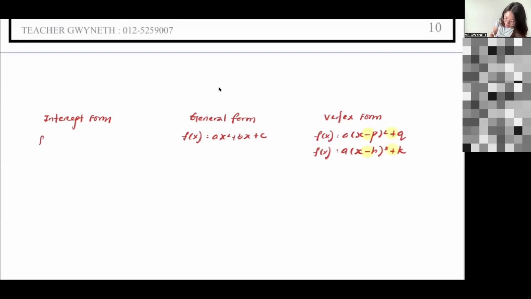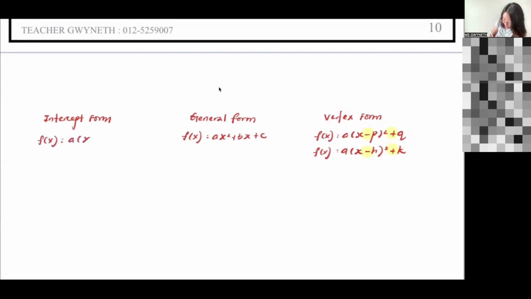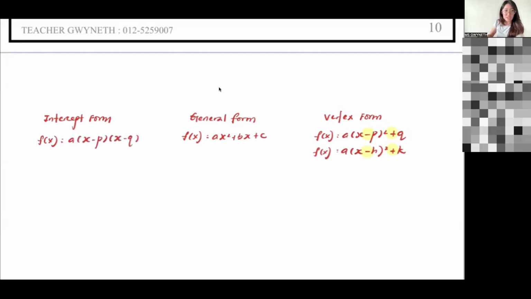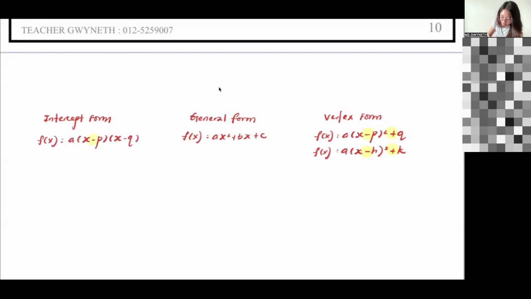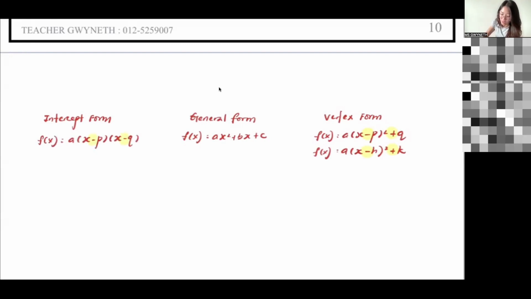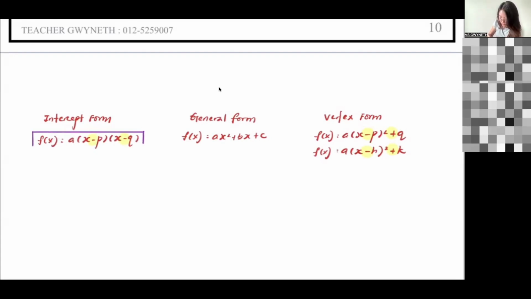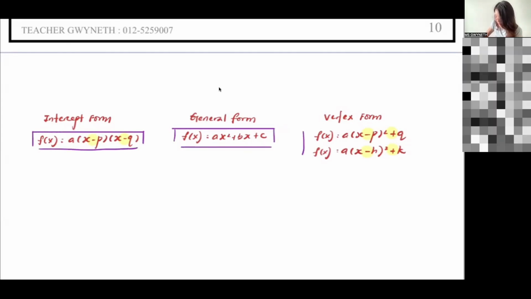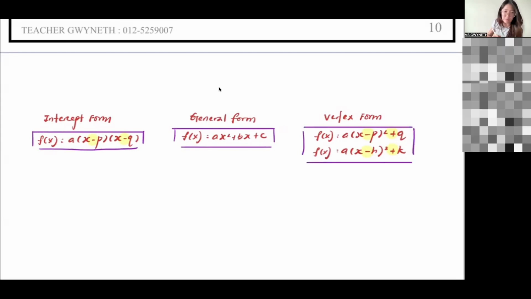Then next one, intercept form. It is a times (x minus p)(x minus q), or h, k. The symbols are very, very important. What you need to memorize is the original form of each form. You have to remember how it looks originally, because there is a lot of comparing work later for quadratic functions. Remember this.